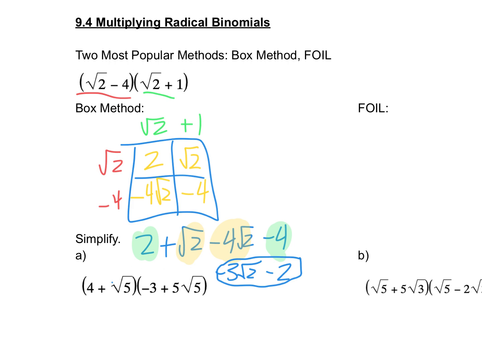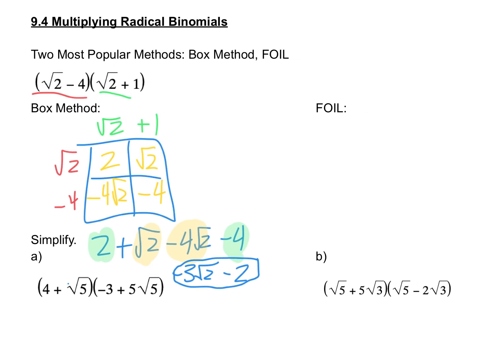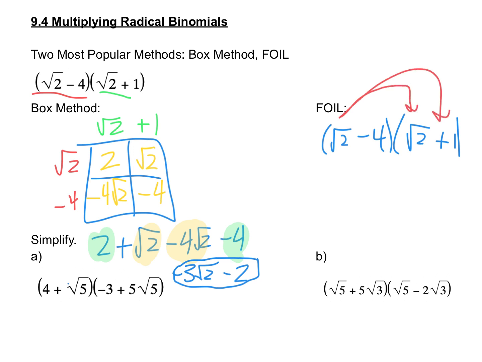You can also use the FOIL method or the double distribution method. So if I rewrite that same set of binomials, I can FOIL or double distribute. So square root of 2 times square root of 2, square root of 2 times 1, and then negative 4 times the square root of 2, negative 4 times 1. So we're doing the same thing, because that's exactly what we did here. We multiplied, but this way I'm just displaying it differently.